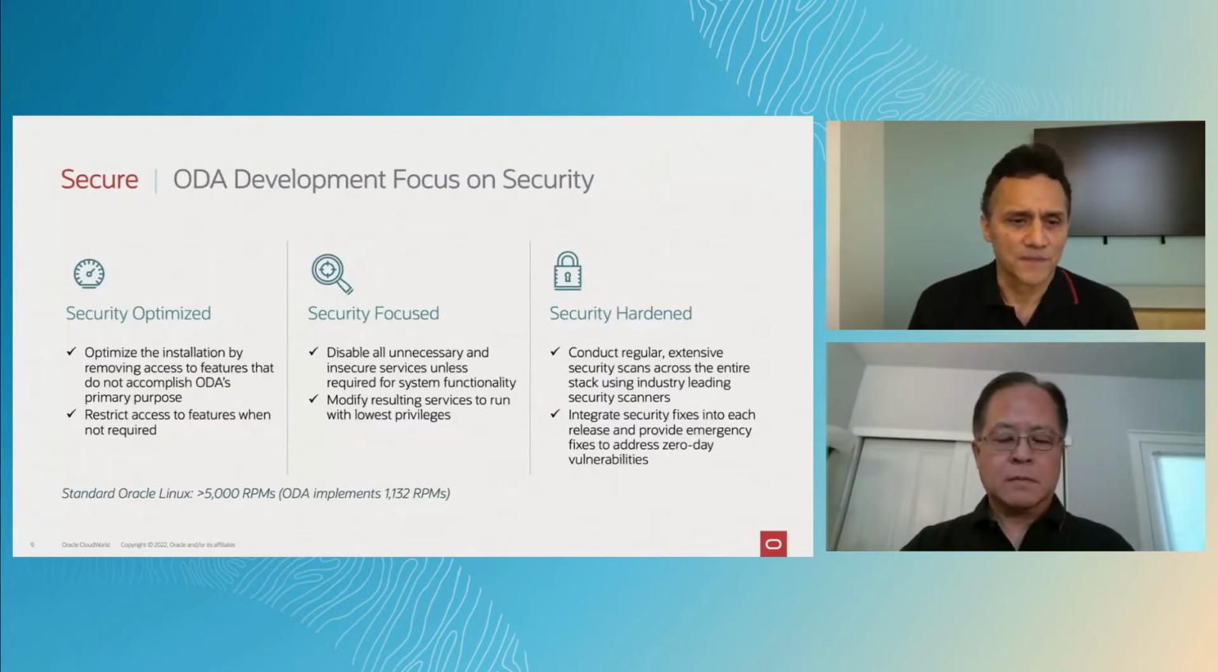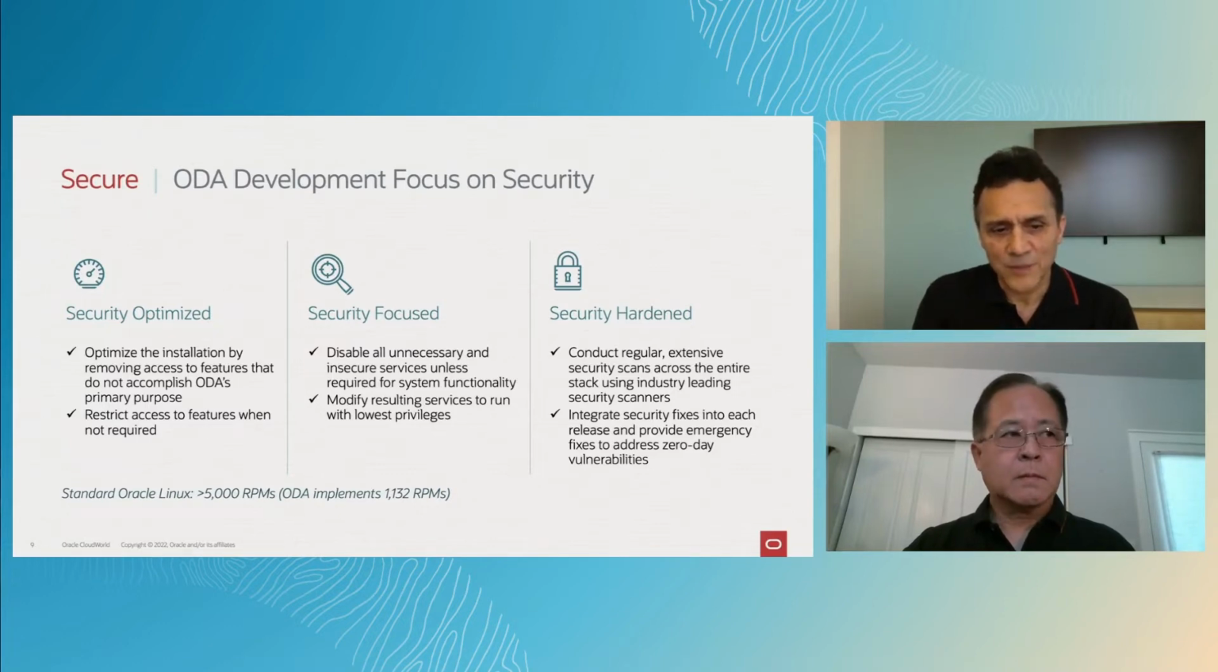Now, secure. At Oracle, we control all the intellectual property. No one else does it. We don't outsource that. Okay? And our system is optimized, and we only give you the features that are necessary to perform the Oracle Database Appliance functions. We disable all the unnecessary services, and we conduct extensive security scans using industry-leading security scanners.